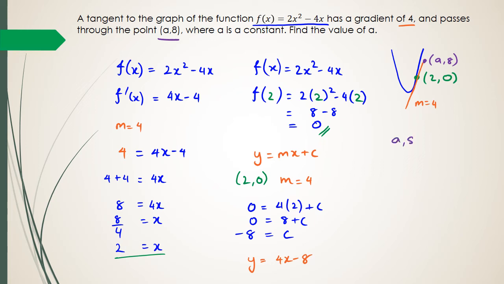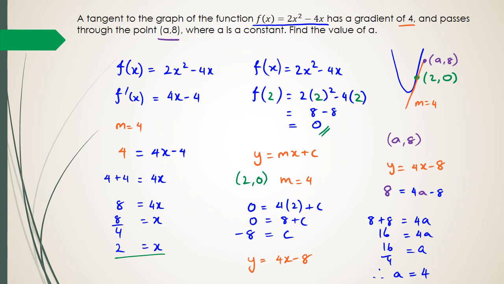Now using this, I can figure out what the value of a is, because notice that the point (a, 8), the purple point, is on the orange line. So I've got y equals 4x minus 8. I know the y value is 8 in this case, so 8 equals 4 times x minus 8. But x has to be replaced with a. So then 8 plus 8 equals 4a, and then 4a is equal to 16, and 16 divided by 4 equals a. Therefore, a is equal to 4.